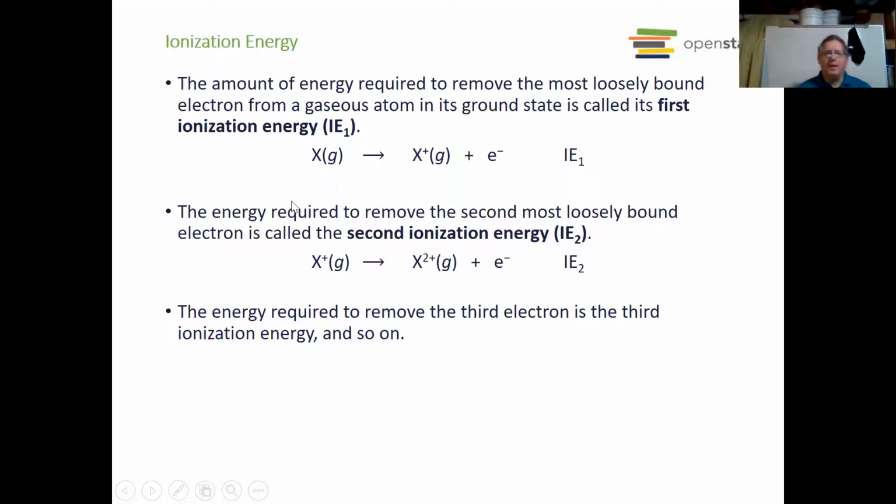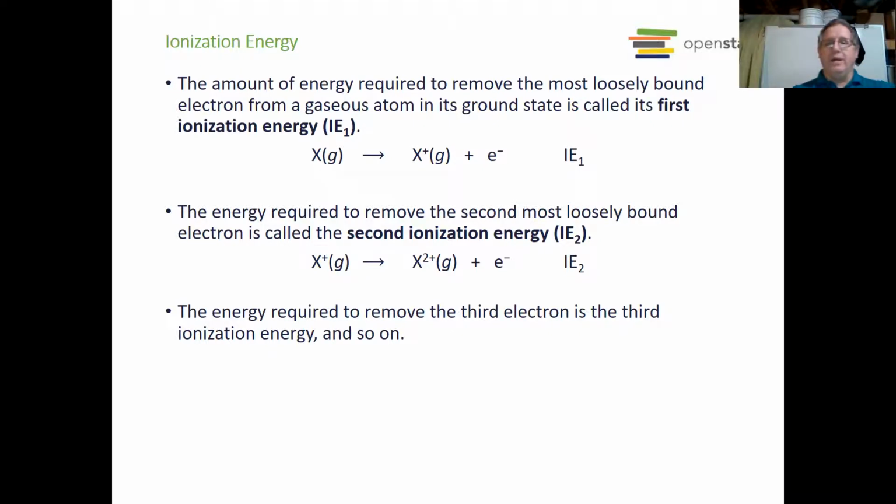We also need to identify something called ionization energy. Now, we can't just knock an electron away from an atom. There has to be some energy involved in it. And the amount of energy required to remove an electron from an atom is called its ionization energy. Now, very specifically, it's defined by removing an electron from the gaseous atom in its ground state. And that's called the first ionization energy.